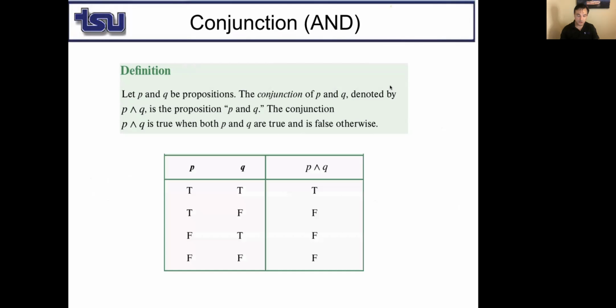So here is the truth table. The truth table should list all possibilities for P and Q. Both of them can be true. The first can be true and the second false. The first can be false and the second true. Or both of them may be false. If both of them are true, the compound proposition will be true. In all other cases, the compound proposition will be false.